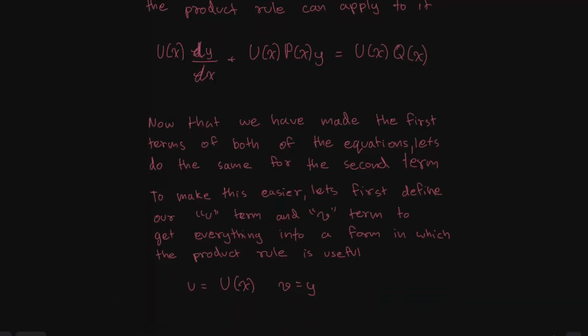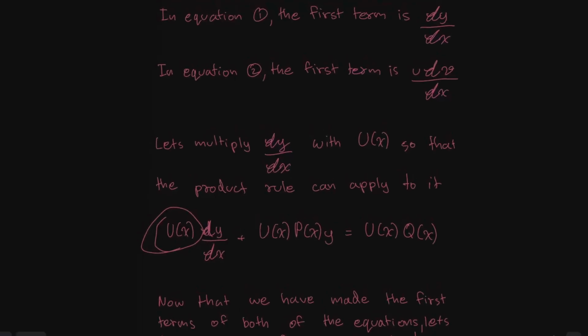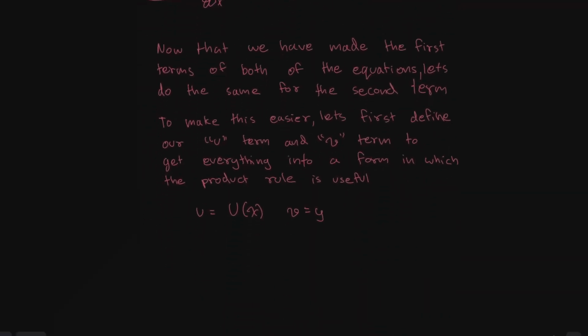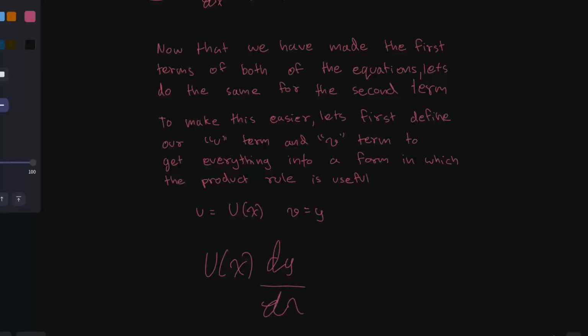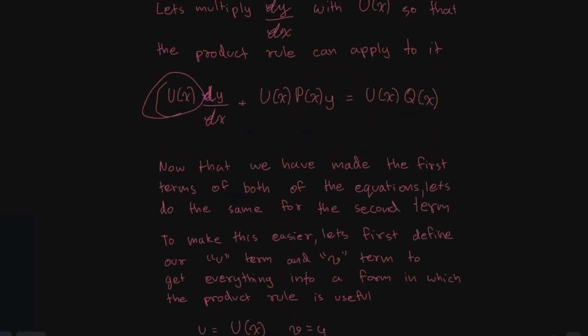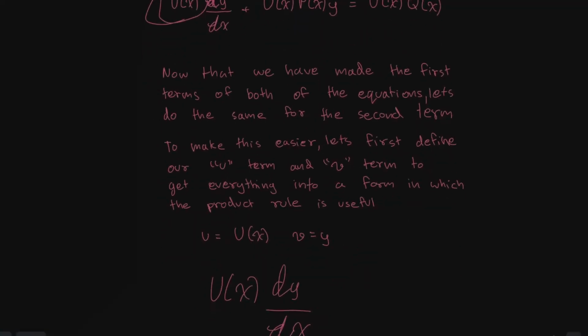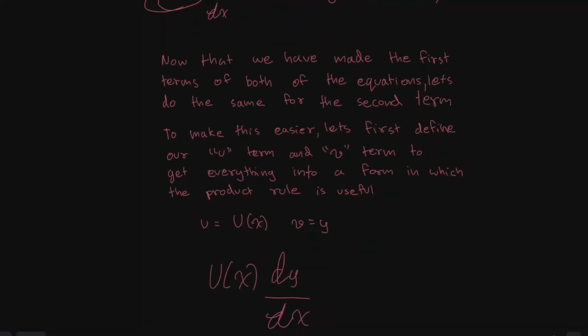But just to define our variables to make this easier for us, we can define u as equal to u of x, because over here, u of x is the one that's multiplying our dy by dx term, and then v is equal to y. And we're saying that because, as we said before, the first term for the product rule is u dv by dx. So if we say u is equal to u of x and v is equal to y, you get u of x dy by dx, and that's exactly what we got over here. So that's why we're going to say u is equal to u of x and v is equal to y. So that makes everything easier.